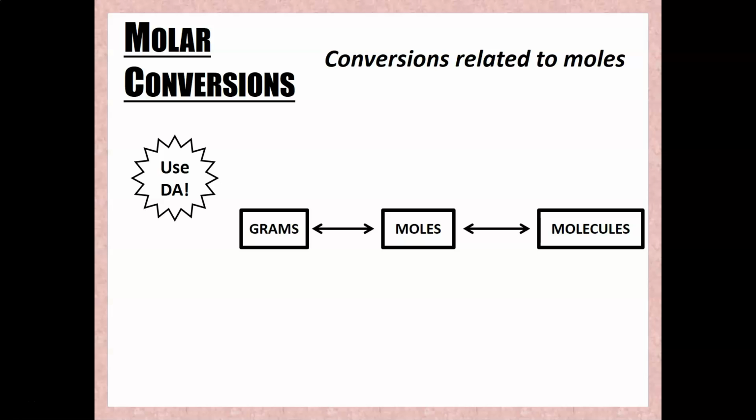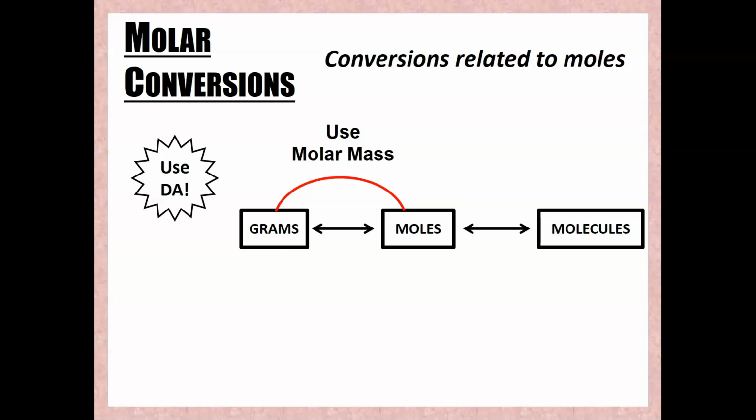But for molar conversions, this is your only set of pathways that you can use. You can go from grams to moles. You can go moles to molecules. You can go backwards. You could go molecules to moles or moles to grams. But you cannot do something like go from grams directly to molecules. We do not have a conversion factor for that. We're going to be using little baby steps like our frog hopping on lily pads to get to the other side of the pond.